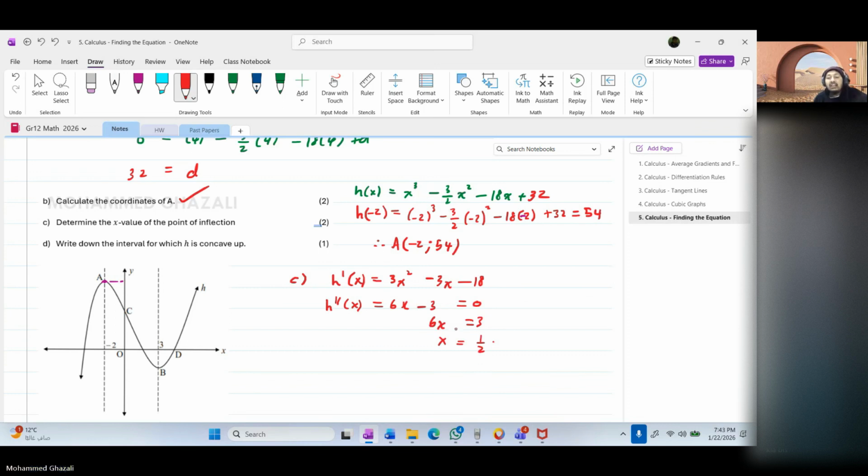Only the x value of the point of inflection, right? So the x value of the point of inflection, x is equal to half, is somewhere around here. That's where the point of inflection is, where the concavity is changing. Write down the interval for which h is concave up. When is it concave up? Because this value is half, right? Concave up means happy. When is a graph happy? The graph is happy after the x value, which is half, right? So the graph is all happy over here after half.